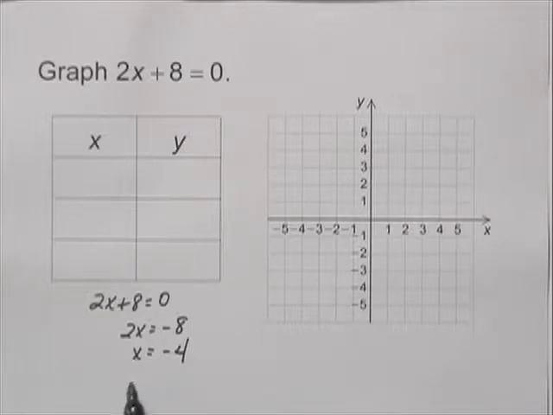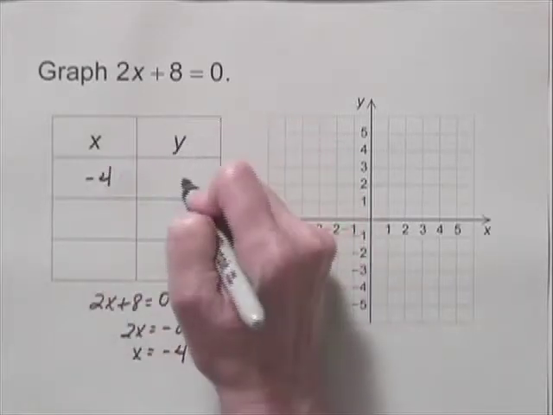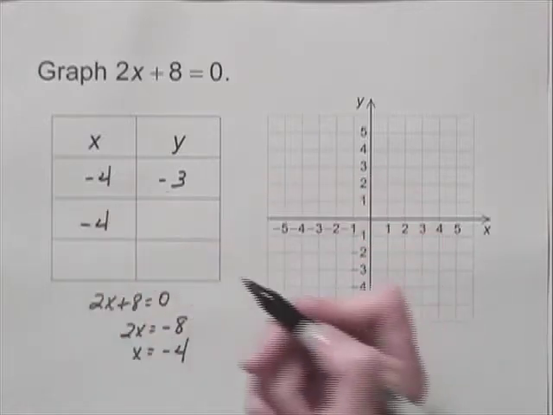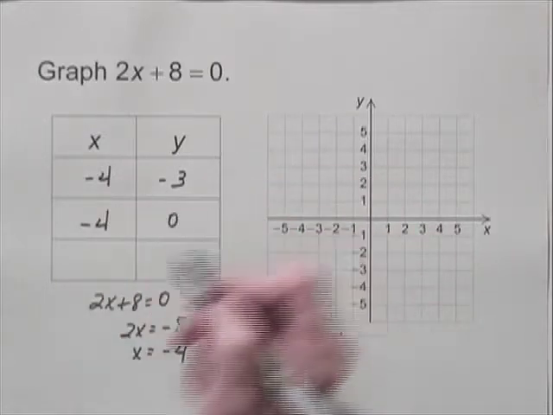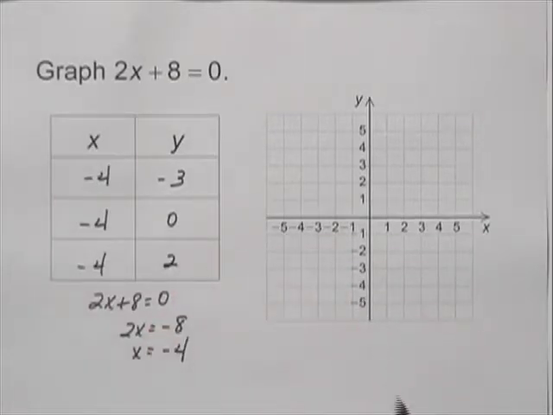Now this tells us that any ordered pair which has a first coordinate of -4 is a solution of this equation. And we can just write a few of the solutions. We would have (-4, -3), it could be paired with -3. The first coordinate again is -4, we could pair it with 0. And a third point would be (-4, 2).